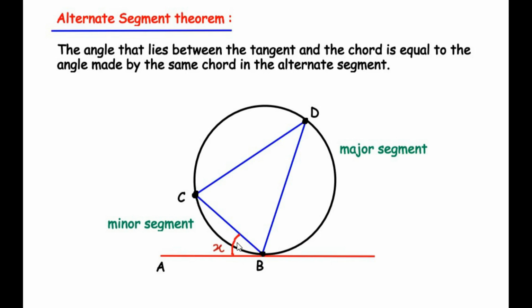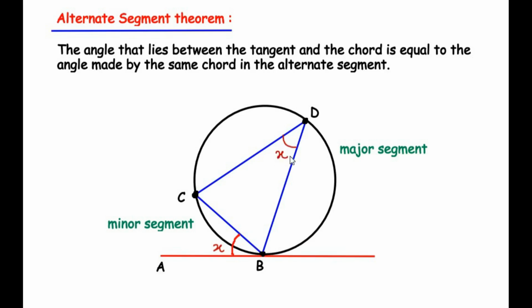Now this chord BC divides this entire circle into 2 segments. One is the small segment called the minor segment, and the other one is the larger segment called the major segment. Now according to the alternate segment theorem, if an angle is made between the tangent and a chord in one of the segments, say in this case it is going to be in the minor segment, and angle X is made, then the same angle will be made by the same chord but in the alternate segment. So this is the chord BC, which is making an angle in the major segment. So here angle D also becomes angle X.